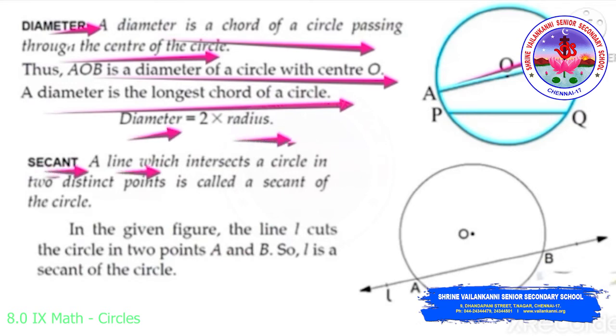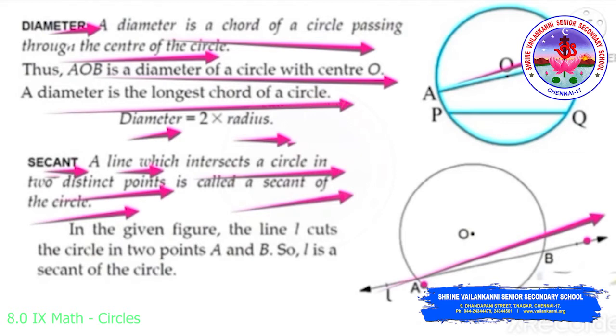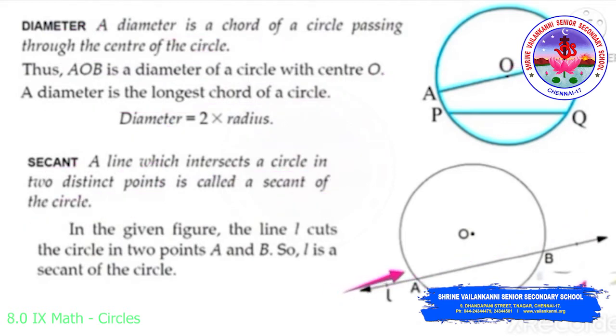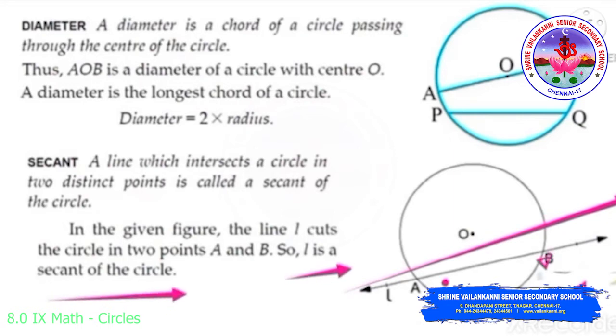Secant. A line which intersects a circle in 2 distinct points is called a secant of the circle. In the given figure, the line L passes through the circle, touching the circle at 2 points A and B. So L is called a secant of the circle.